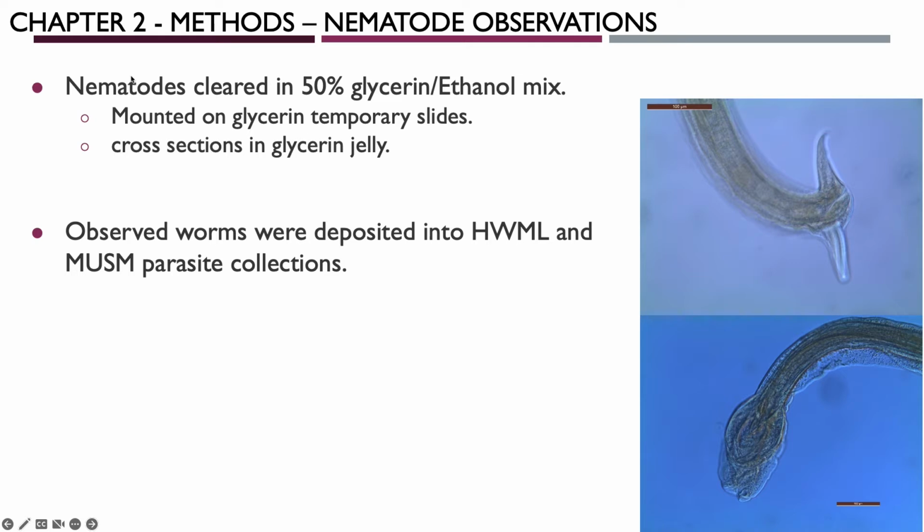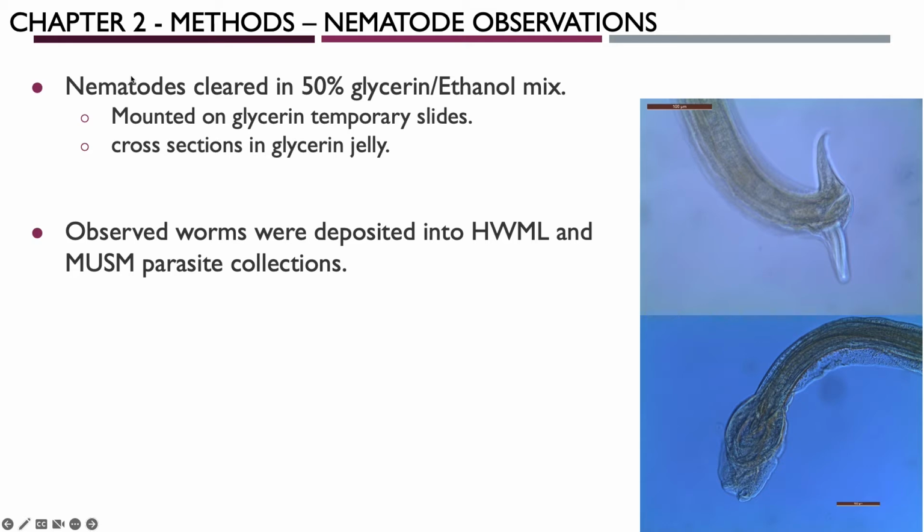From here, these nematodes were requested by me from a collection, and they were cleared in a glycerin and ethanol mix for observations. If any destructive sampling had to be done, we mounted cross-sections in a glycerin jelly slide for observation. The observed worms were deposited in the end in the Harold W. Manter Laboratory in Lincoln, as well as the National Museum in Peru. So here's a female, and here's a male.